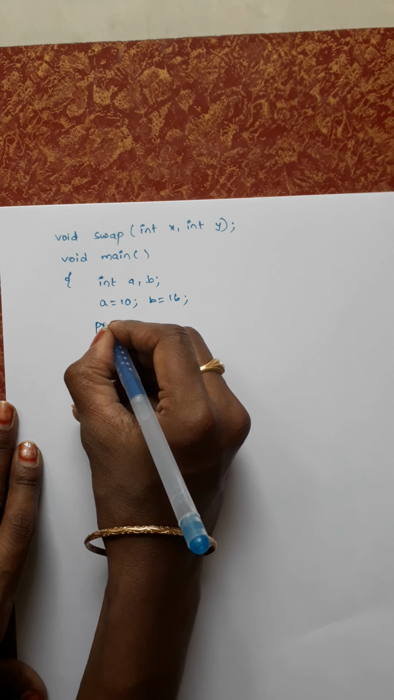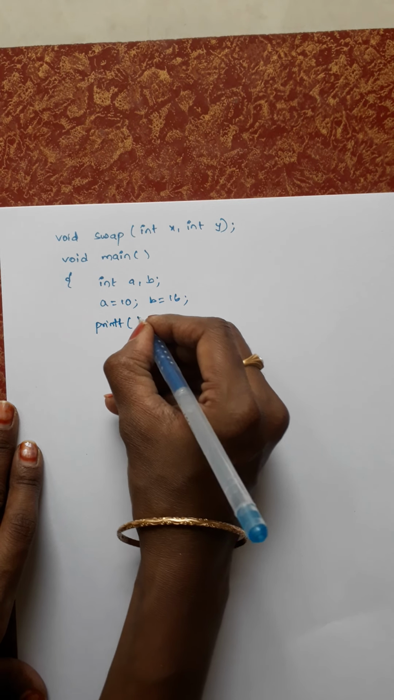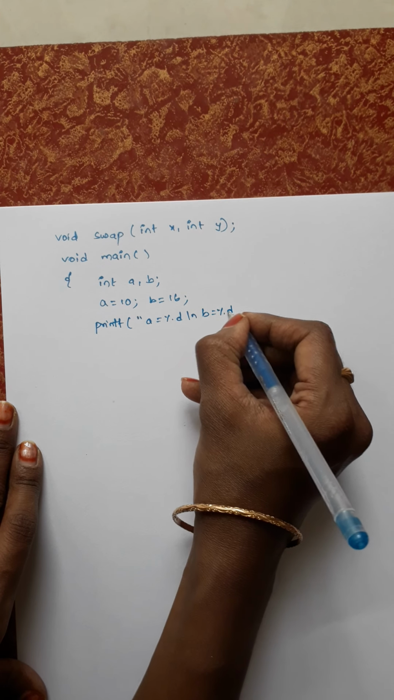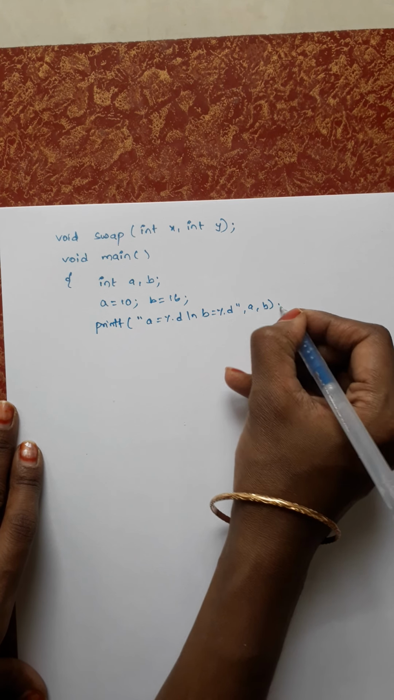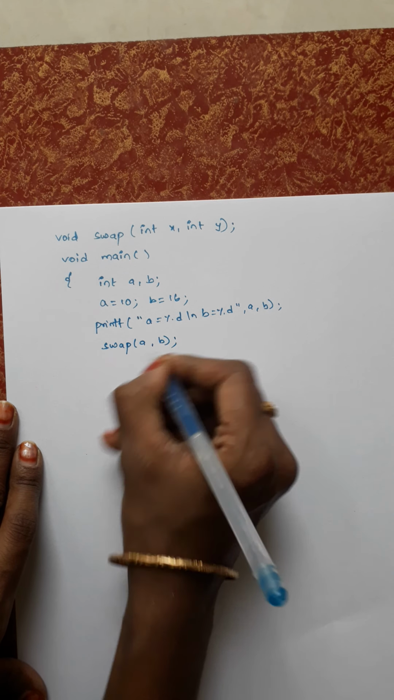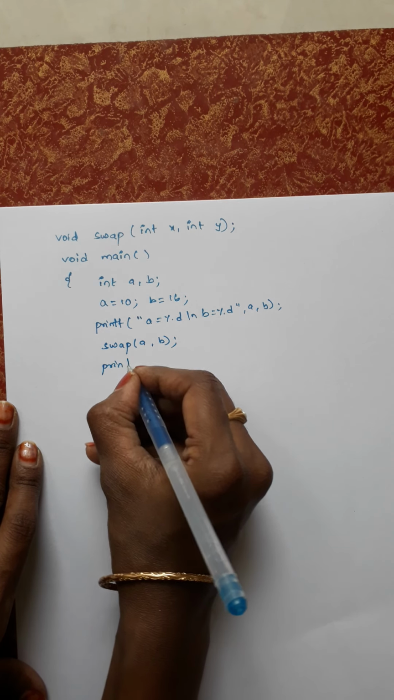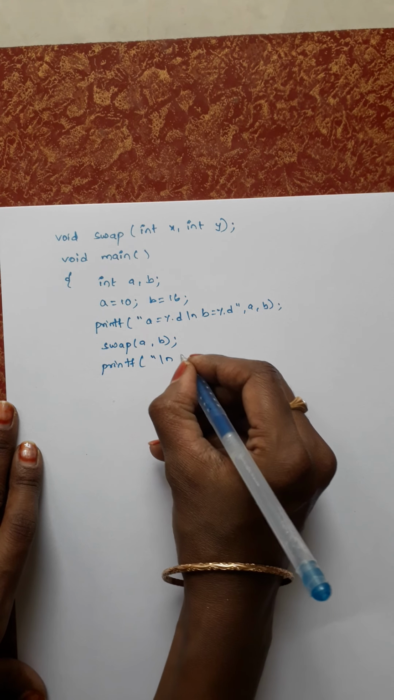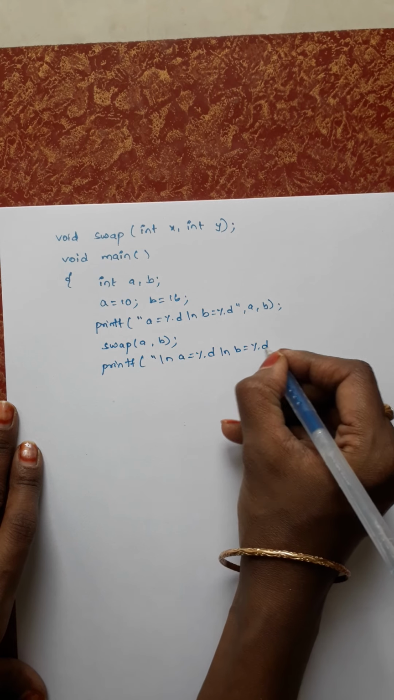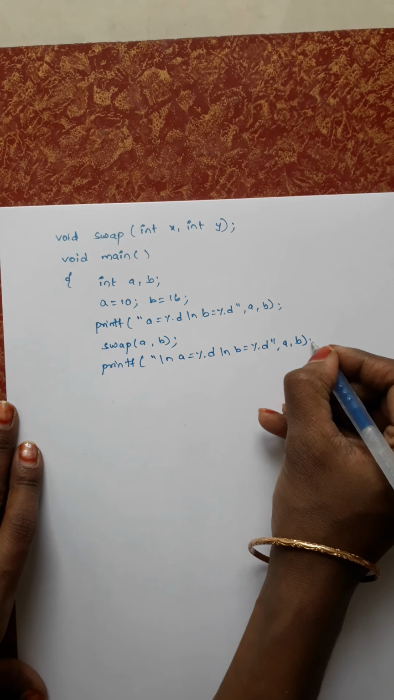Now before passing parameters to the function, I am printing the values of A and B. Now pass the parameters to the function. This is the way to pass the parameters. After passing the parameters, again I am printing the values: A equals %ld, B equals %ld, A comma B.